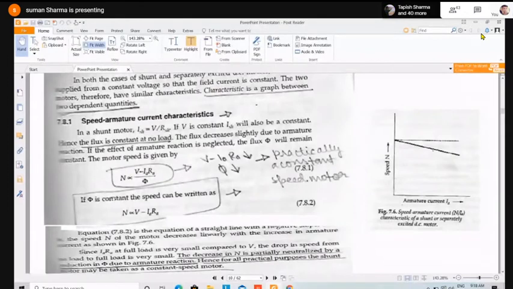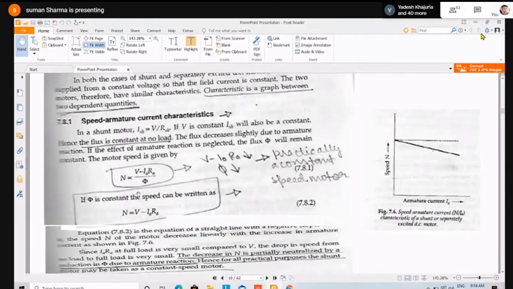Okay. So this equation is equation of a straight line with negative slope and speed of motor decreases linearly with increase in the armature current. Since IaRa at full load is very small as compared to V, so drop in speed from no load to full load, this is full load speed, this is no load speed, so drop is very less. Decrease in speed is partially neutralized by reduction in flux due to armature reaction. Hence, for all practical purposes, shunt motor is considered as constant speed motor.